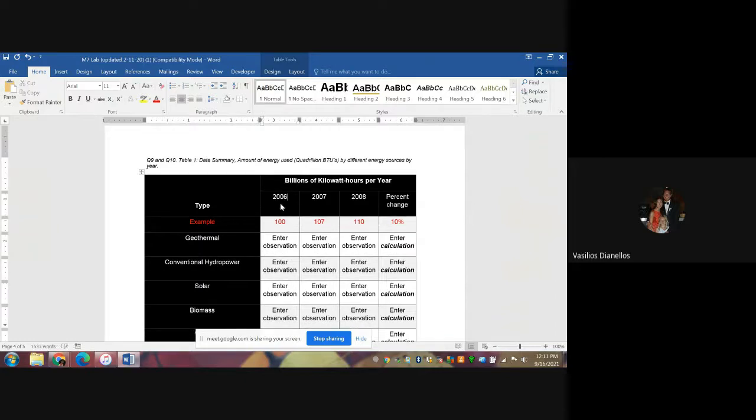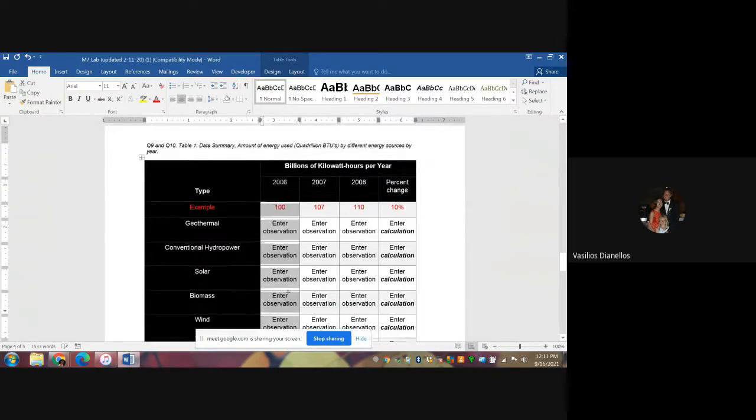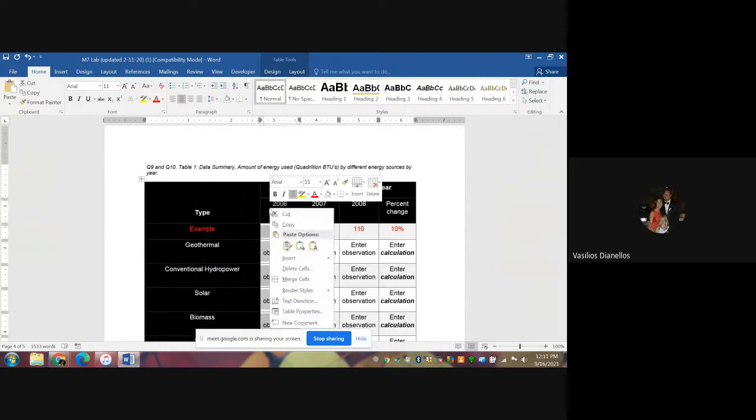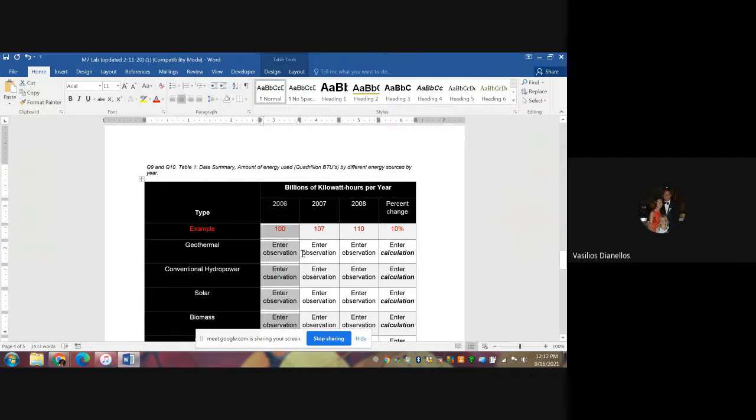I will point out, if you want extra credit, feel free to add years. To do that, you can just highlight a column like this, right click it, and insert. I can insert a column to the left if I wanted to collect even more data, which would be helpful. You're not required to, but you can do it for a little bit of extra credit. Anyway, we have the years that we're looking at: 2006, 2007, and 2008. Let's go back to the website.